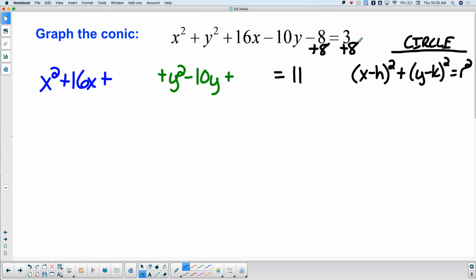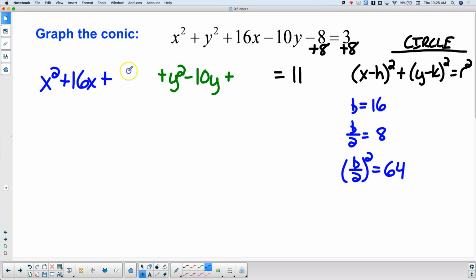And at the same time, let's move that 8 over to the other side. Okay. Look at blue first. So blue B value is positive 16. Divide that by 2 is 8. Square it is 64. So this gap gets filled with 64, and I add 64 to that side. This then factors to be x plus 8 quantity squared.